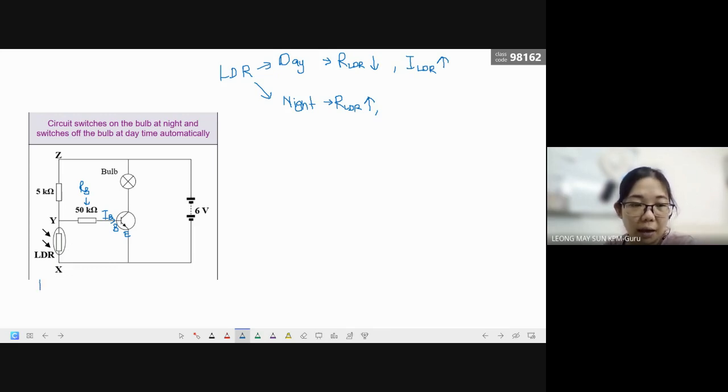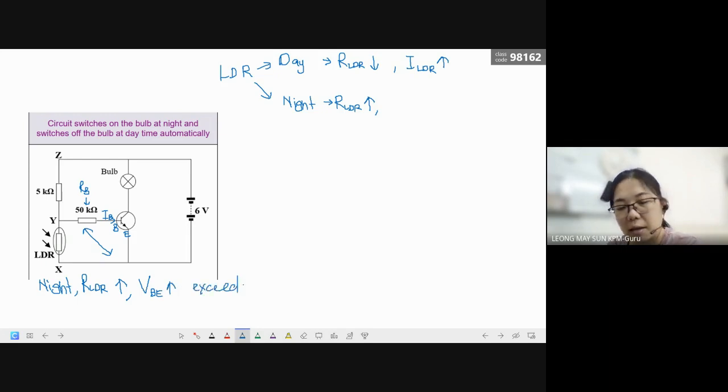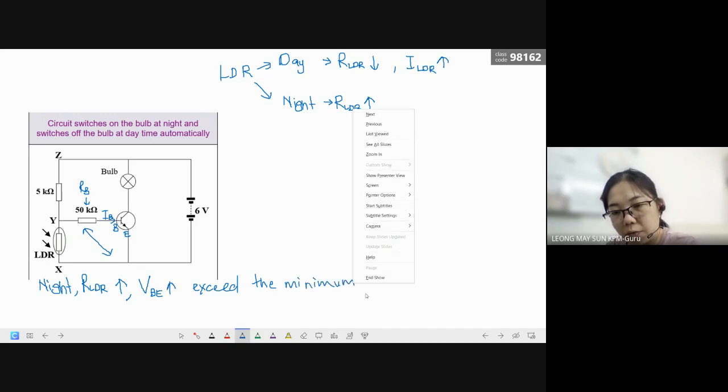So right now at night, the LDR's resistance is high. If the LDR resistance is high, which means that the potential difference across the base and the emitter is high and exceeds the minimum voltage across base and emitter.